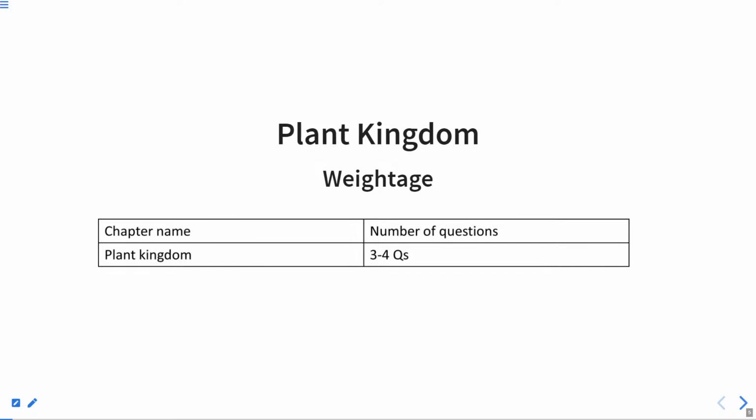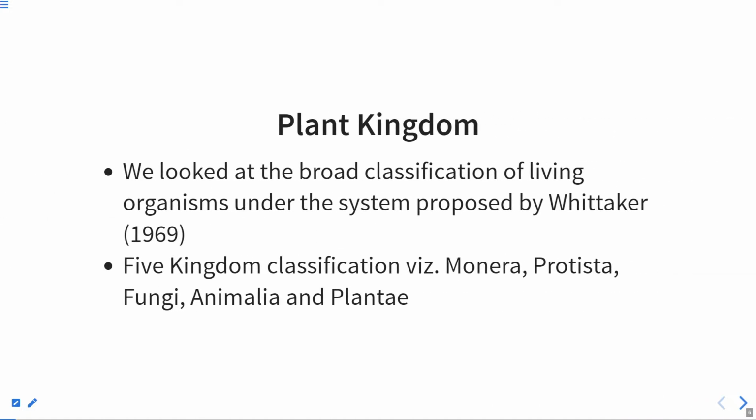So let us see this chapter with the eye of the NEET examination. This chapter has some questions in every NEET examination, right? If we see the prior examinations of the NEET, we will find that every year 3 to 4 questions come from this chapter. So this is the weightage for the NEET examination for this particular chapter. Okay, so let's start the chapter.